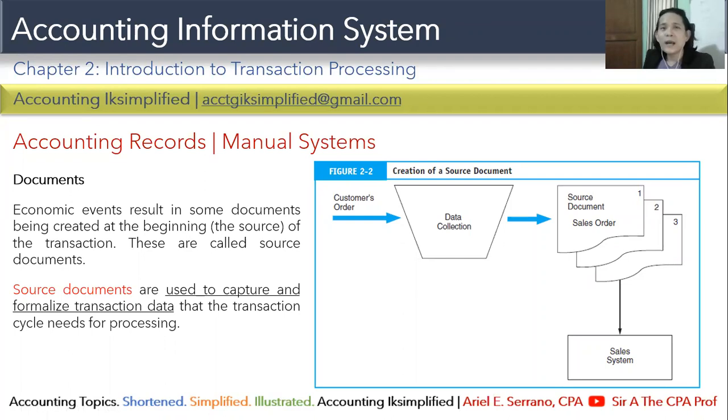Basically these are all accounting records. Now alam naman po natin na economic events, ito yung concern ni accounting, di ba? Because economic events are events na may impact sa atin financially. Kaya natin ito kina-capture. Now, these economic events result in some documents being created at the beginning. Okay? At the source. Kaya po meron tayong tinatawag na mga source documents.